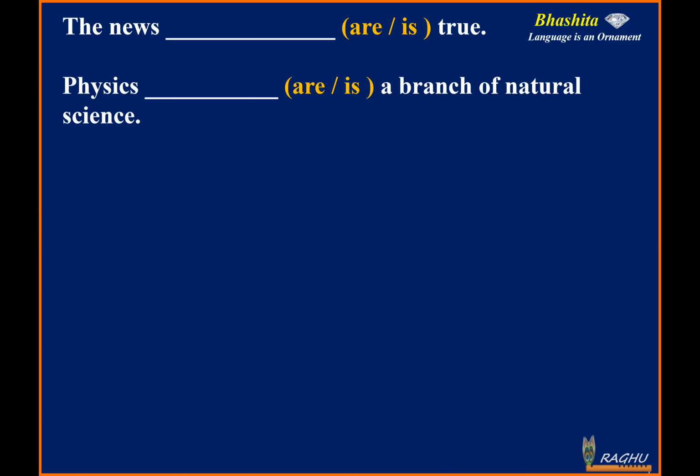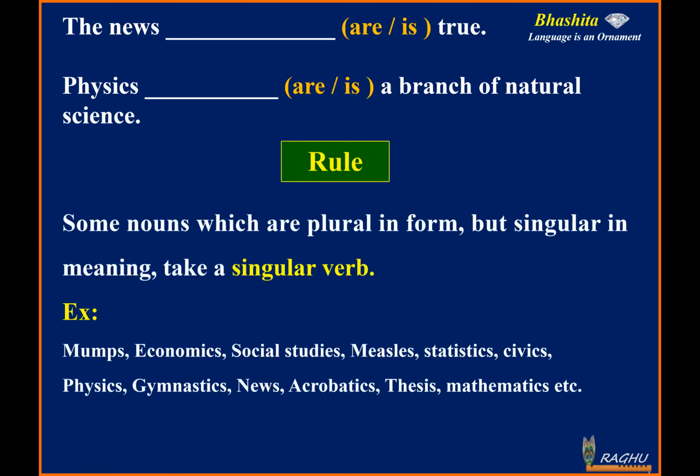As you know very well, if you know the rule, it becomes very easy for us to answer these two statements. Let us know the rule. Some nouns which are plural in form but singular in meaning always take a singular verb. Let me explain that. Some nouns in the English language look like plurals in form, but they are not plurals, they are singulars in meaning. As they are singulars, they always take a singular verb.